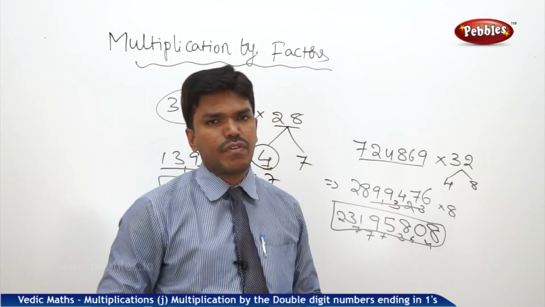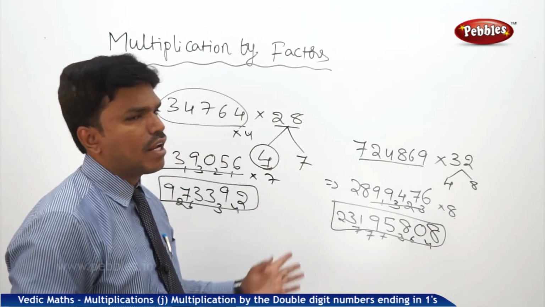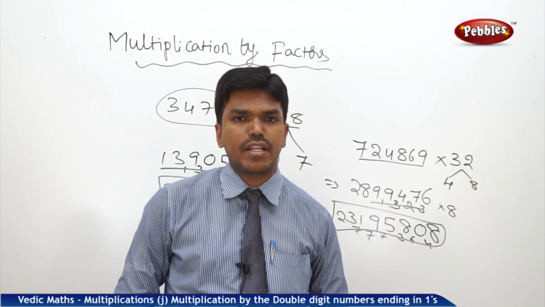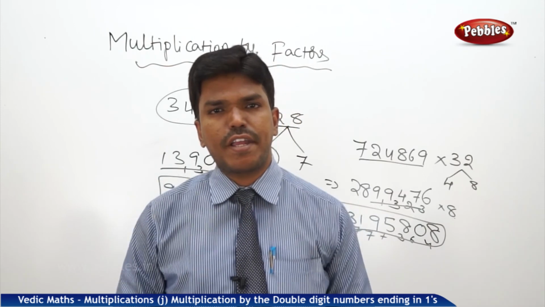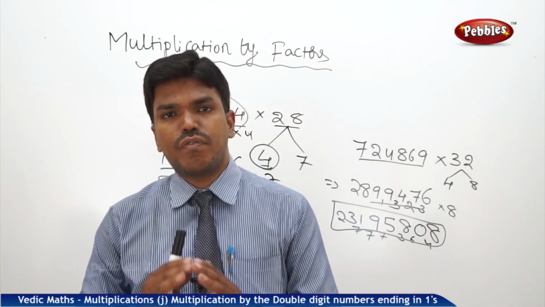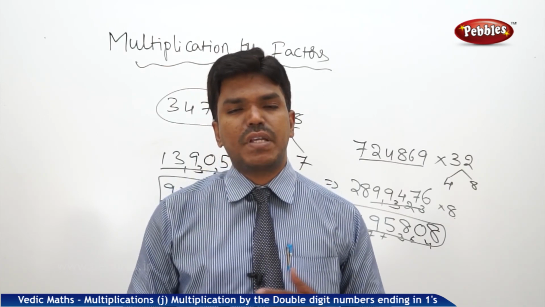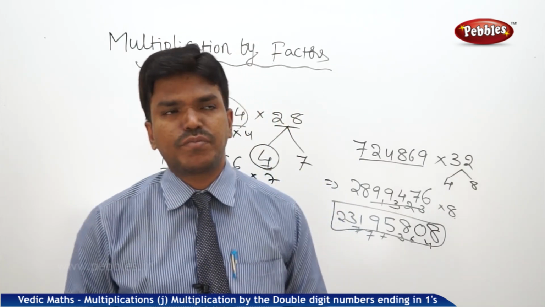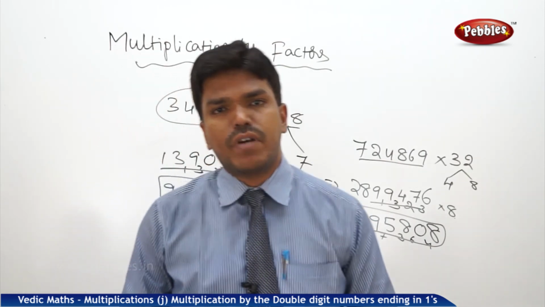That means if you are very fast at tables up to 9, it is very easy to calculate like this. No need of even taking the strain to multiply double digit numbers into a big number. You can divide the number into factors and then multiply by the factors slowly, so it will be very easy for you. Okay, now we will move to the next techniques in our Vedic maths.